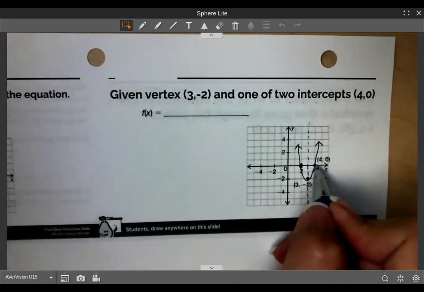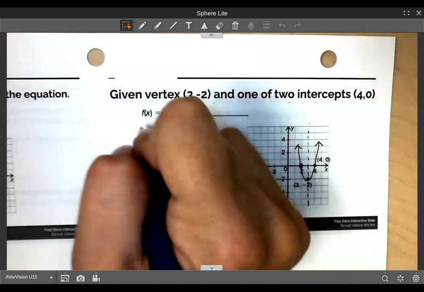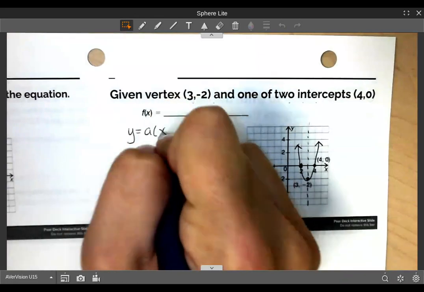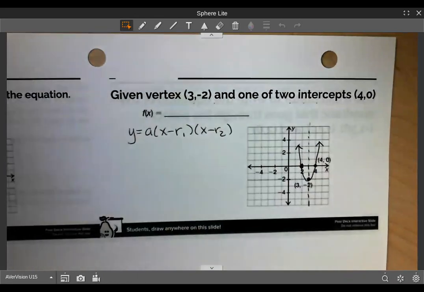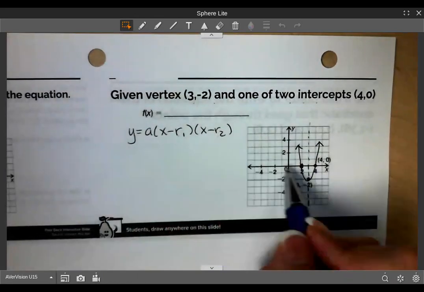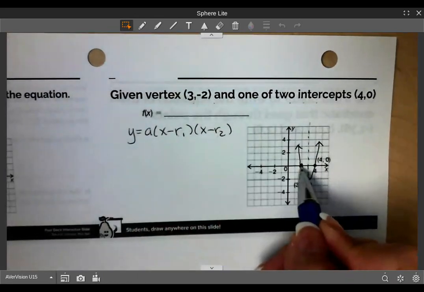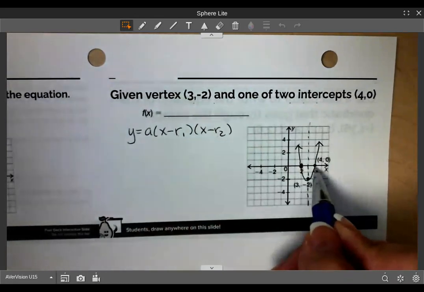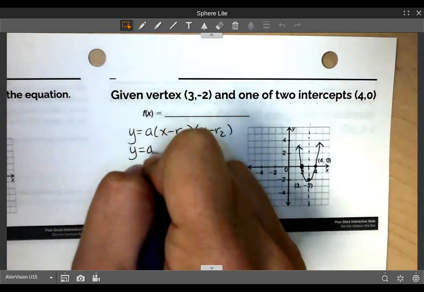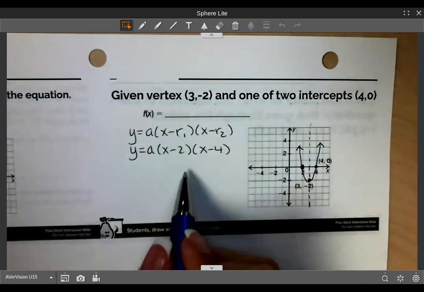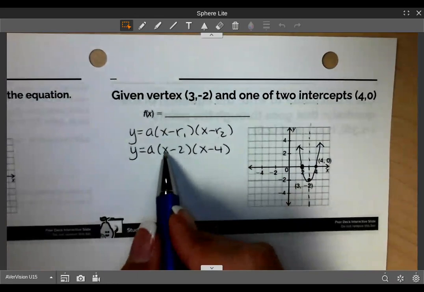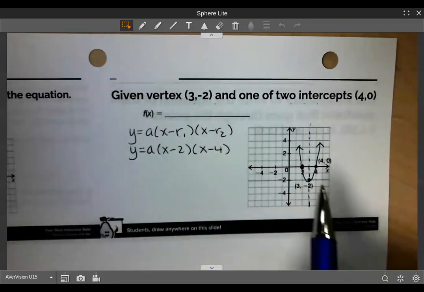Anytime that we have the two roots, you can write the equation in the factored form, and that's a times x minus r1, x minus r2. R1 and R2 are our roots, so 2 and 4 are going to be our r1 and r2. So I'm going to plug that in, and I get x minus 2, x minus 4. Notice that minus is part of the formula. It is always x minus the root.